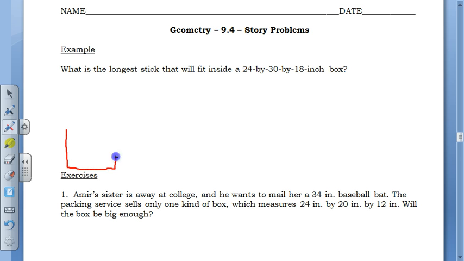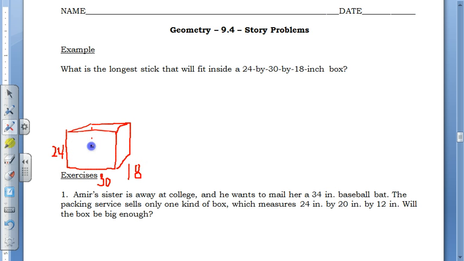So let's assume we have a box. I'm going to try to draw this three-dimensional as best I can on my computer. And its dimensions are 24 by 30 by 18. So we'll say it's 24 inches tall, 30 inches long, and 18 inches deep.